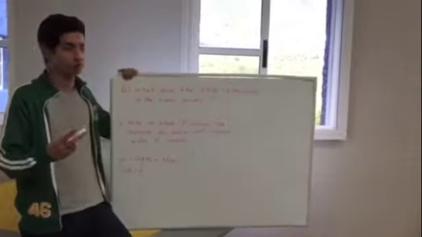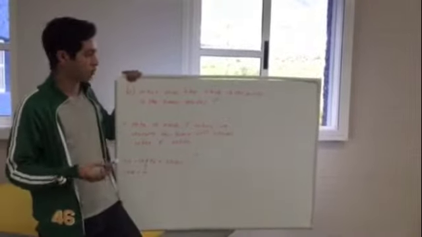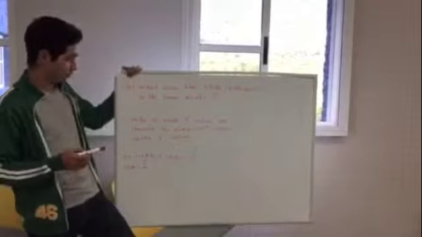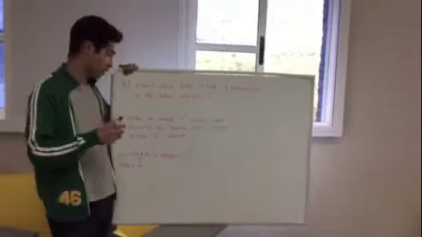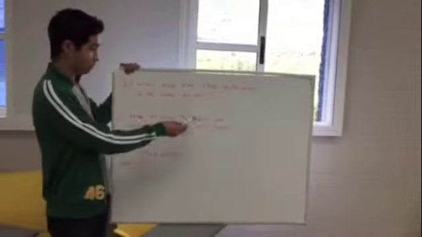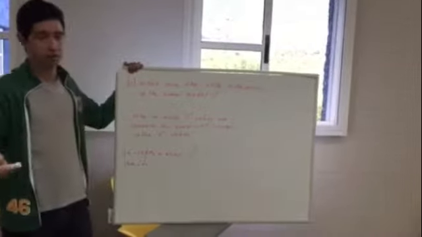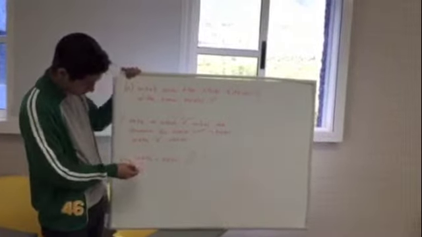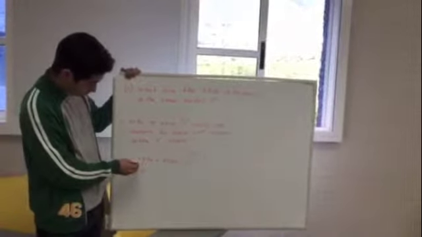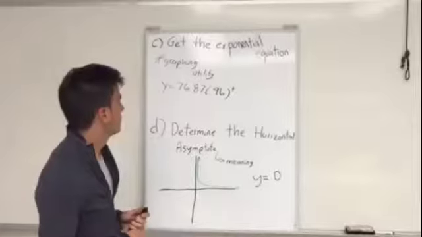The second part of our problem is: what does the slope represent in the linear model? The slope represents the change between each x point, the rate at which the y values are changing per unit. Our slope gave us negative 1,687, and that's our slope.